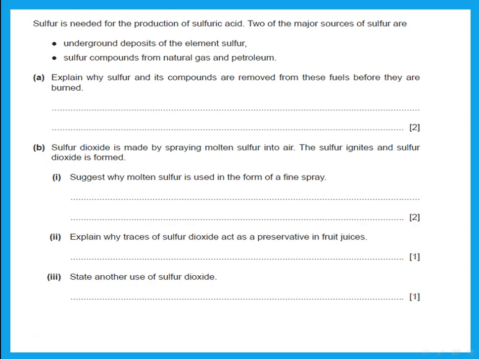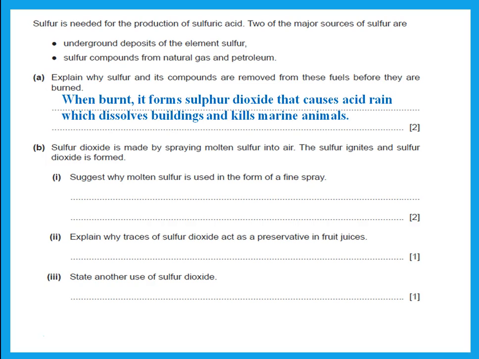Okay, explain why sulfur and its compounds are removed from fuels before they are burnt. Remember we said fuels usually have sulfur impurities. Why should they be removed? Because when burnt it forms sulfur dioxide that causes acid rain, and you mentioned the effects of acid rain: dissolves buildings, kills marine animals.